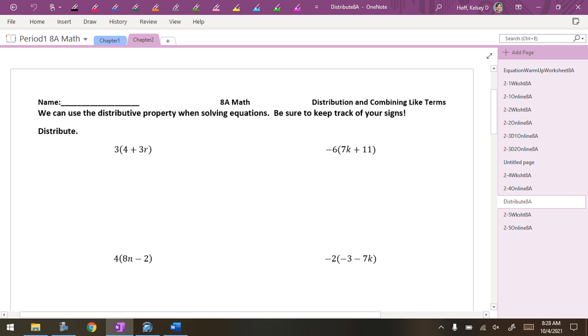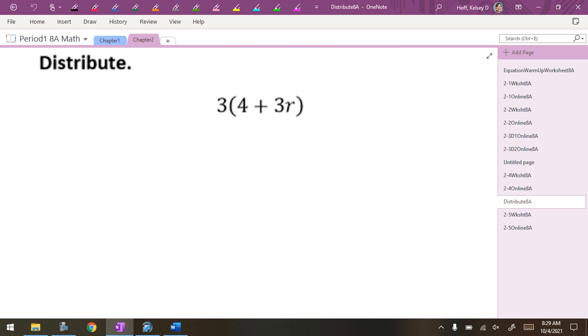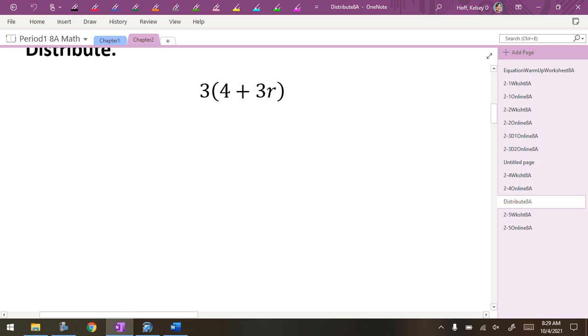We just have to remind ourselves what we're doing. So the distributive property happens when you have a number right next to a parenthesis. There's no sign in between the 3 and the parenthesis. So that tells us that we need to multiply.